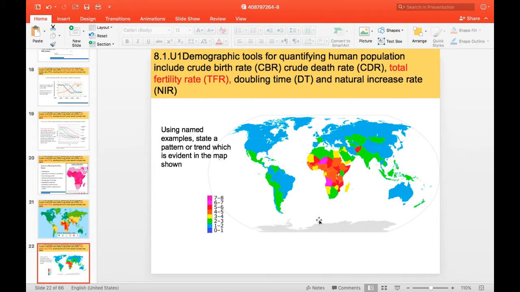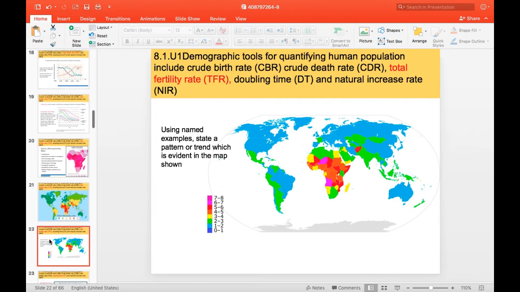Just one paragraph explaining which countries or continents follow the same patterns. For example, we have this one, this one, this one, and why? Just using name examples. Remember, when I say name examples, you have to name the countries or the continents in the map.